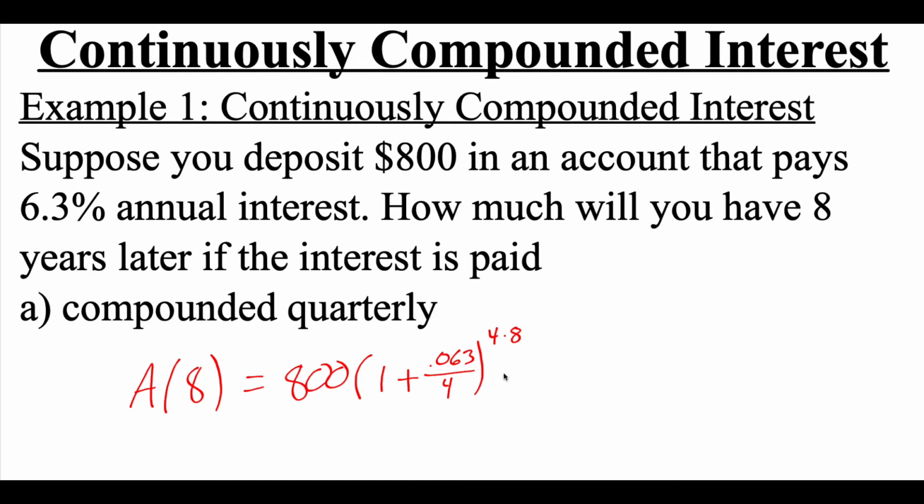So if we were to take all of this and type that into our calculator, then after those 8 years, we should have $1,319.07 if we round that off.